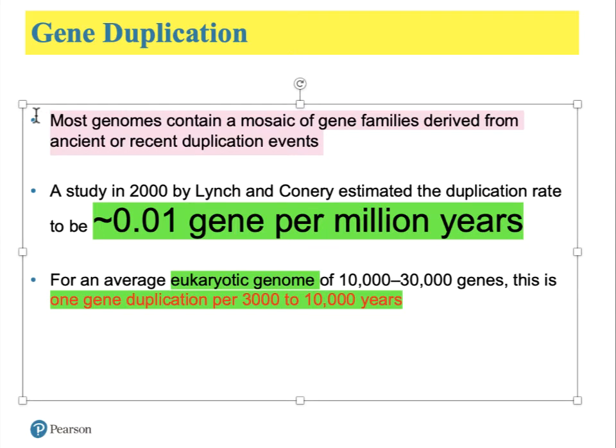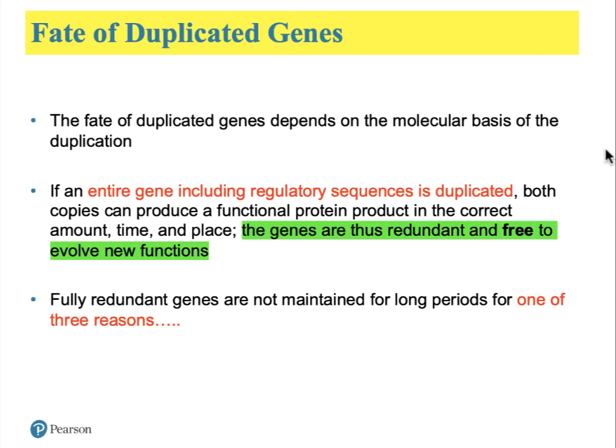So which is more common? Well, a study published in 2000 by Lynch and Conery estimated the duplication rate to be approximately 0.01 gene per million years, which can be restated in a different way: for an average eukaryotic genome consisting of between 10 and 30,000 genes, that would include humans, this would be one gene duplication event per 3 to 10,000 years.